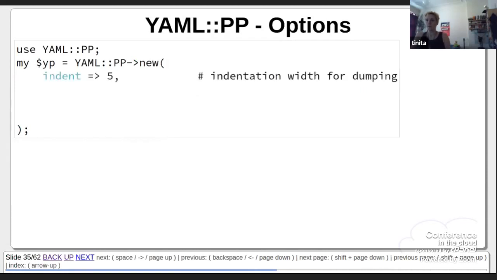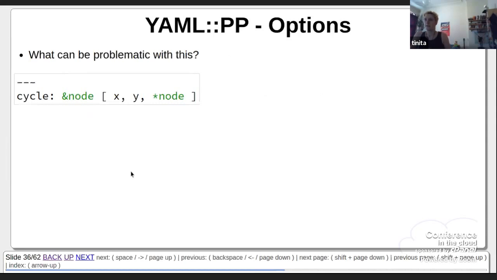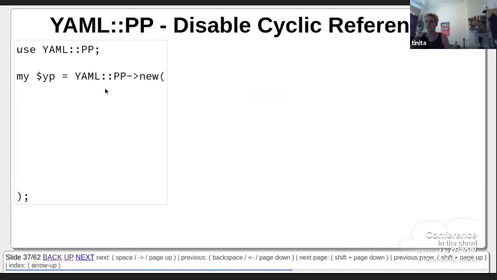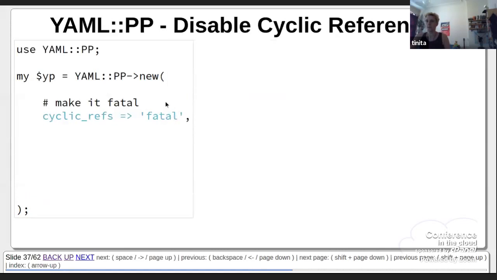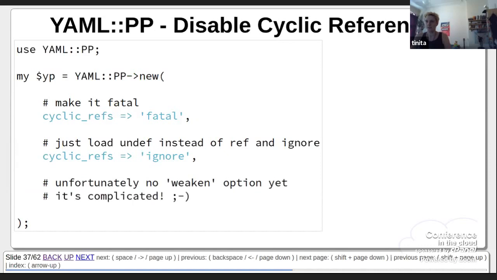So some options, you can set the indentation width. Don't use 5, please, that's just an example. You can set the header and the footer and the version directive. And so here's an option. What's problematic about this if you are loading untrusted YAML? So this is setting an anchor on this array, and inside this you are referring to itself. And that can actually cause a memory leak. And you can disable that, cyclic refs fatal. You can also just ignore them and load undef. And there's no weaken option yet because it's complicated.